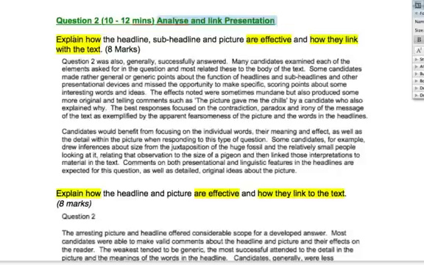So remember, this is the one where we have to explain how certain elements of presentation and headline are effective and how they link with the text. Question 2 was generally successfully answered. Many candidates examined some of the elements asked for in the question, and most related these to the body of the text. Some candidates made rather general or generic points about the function of headlines and subheadlines and other presentational devices, and missed the opportunity to make specific scoring points about some interesting words and ideas.